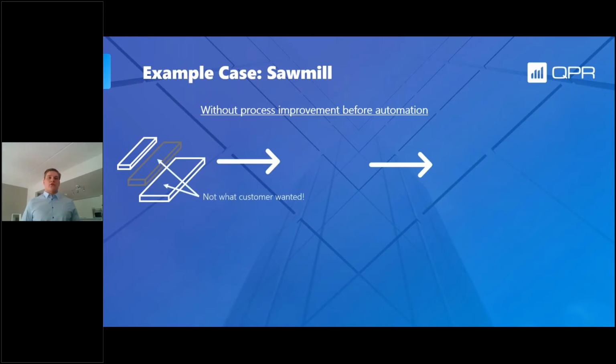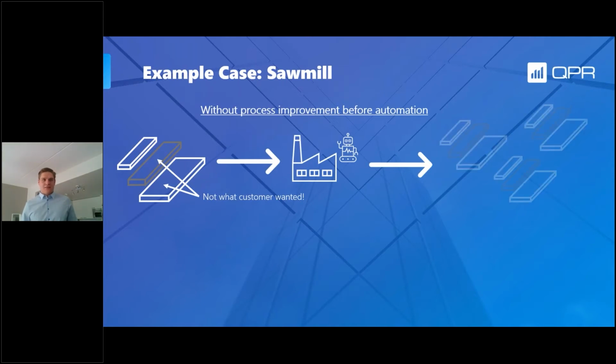If you are already producing something that the customer doesn't want, so basically waste, and you automate this process, what do you think will happen in the end? Will your automation be successful? No, I don't think so. Yeah, so you would only create more waste, because with the automation you would create these same products, but you would create them faster. So if you don't consider the process before automation, you just create waste more efficiently. So that's probably not what you want from automation.